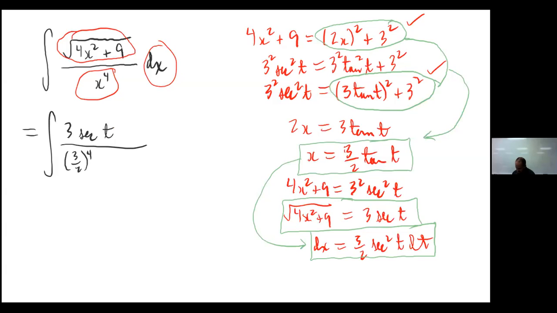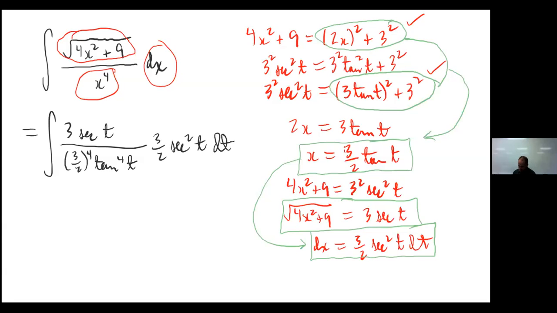And how many tangents do I have? Tangent to the 4th of t. That's what x to the 4th is. x is equal to 3/2 tangent t. So when I raise it to the 4th, that's what I get. Yes? What am I still missing? And what's dx? 3/2 secant squared of t dt.